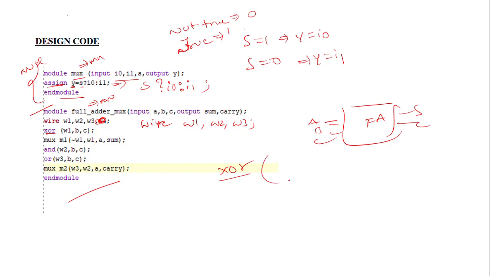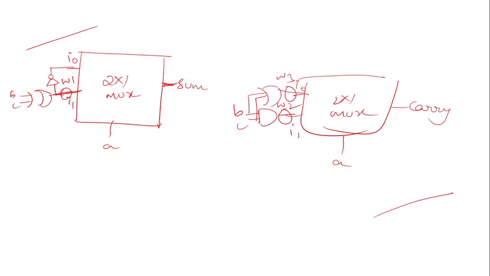How you are going to write it: first you have to write the primitive. Whatever gate you have to write, that primitive name is followed by the output, and those are followed by inputs. It may be a single input, multiple inputs, or 2 or 3 more inputs, depending upon the primitive. So you can simply write XOR followed by the output. I simply kept the output of the XOR gate in WG1.